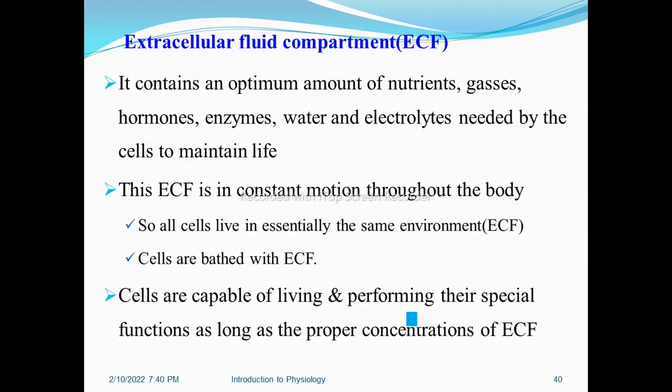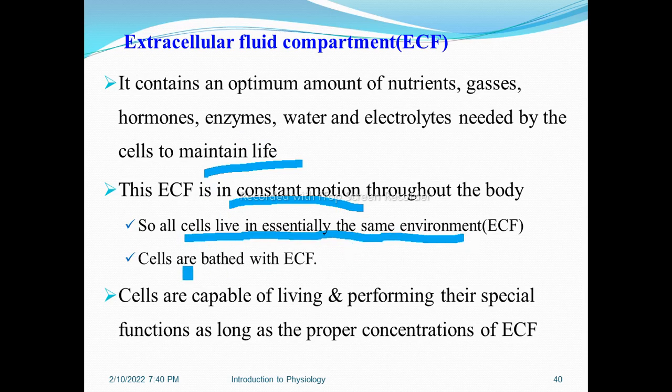So now the extracellular fluid compartment contains an optimum amount of nutrients, gases, hormones, enzymes, water, and electrolytes needed by cells to maintain life. This is extracellular fluid. Extracellular fluid is in constant motion throughout the body. It is uniform throughout our body, so all cells live in essentially the same environment. Cells are bathed with extracellular fluid. Cells are capable of living and performing their special functions as long as the extracellular fluid functions properly.